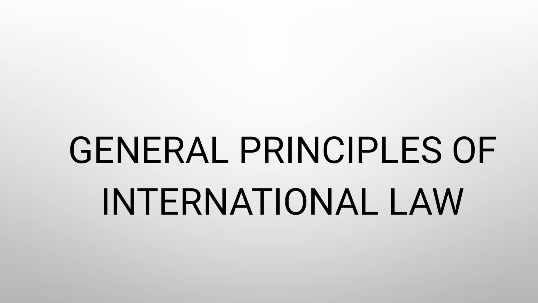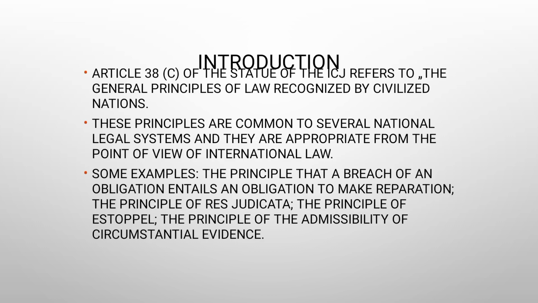General principles of international law. Article 38(1)(c) of the Statute of the ICJ refers to the general principles of law recognized by civilized nations. These principles are common to several national legal systems, and they are appropriate from the point of view of international law. Some examples: the principle that a breach of an obligation entails an obligation to make reparation, the principle of res judicata, the principle of estoppel, and the principle of admissibility of circumstantial evidence.